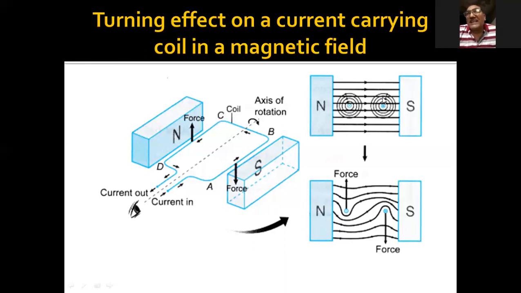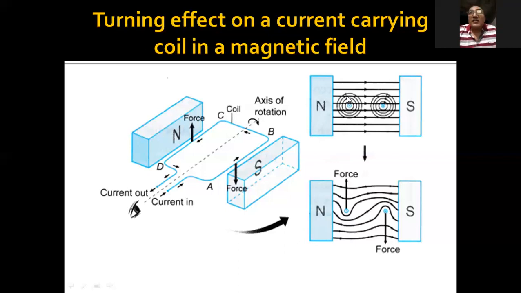If you consider this AB conductor, on the top, the magnetic field lines due to this conductor and the magnetic field lines due to the north-south poles have the same direction. So above this conductor, the magnetic field will be very strong, and below this conductor, the magnetic field will be weak. So this conductor will move from strong magnetic field towards weaker magnetic field, so it will experience a force in the downward direction.